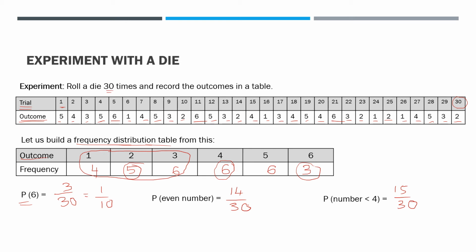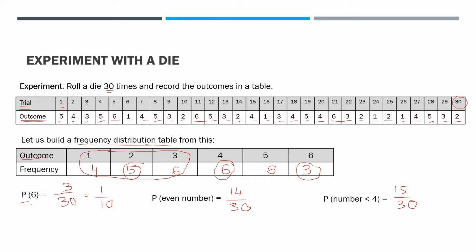So I hope you get an idea. We have done one experiment with a die and we rolled it 30 times. We made a note of outcomes in each of those 30 times. We prepared a frequency distribution table from this and we calculated probabilities of 3 different events based on this experiment.